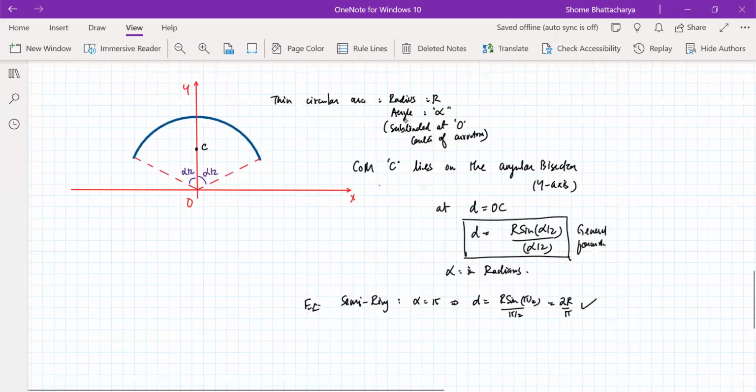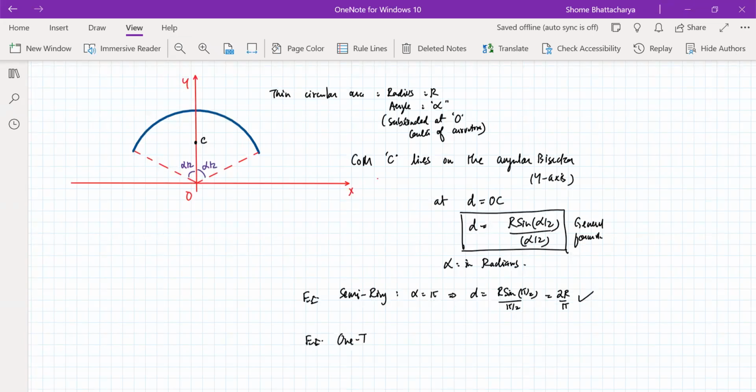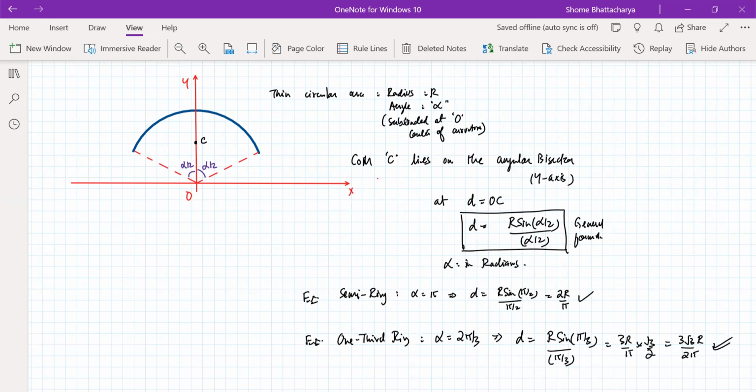For 1/3 of a ring, which is the example we just did above, alpha is equal to 2 pi by 3. So d should become r sine pi by 3 divided by pi by 3. So that is 3r by pi into root 3 by 2, or 3 root 3 r divided by 2 pi. And again, that is the formula that we got.